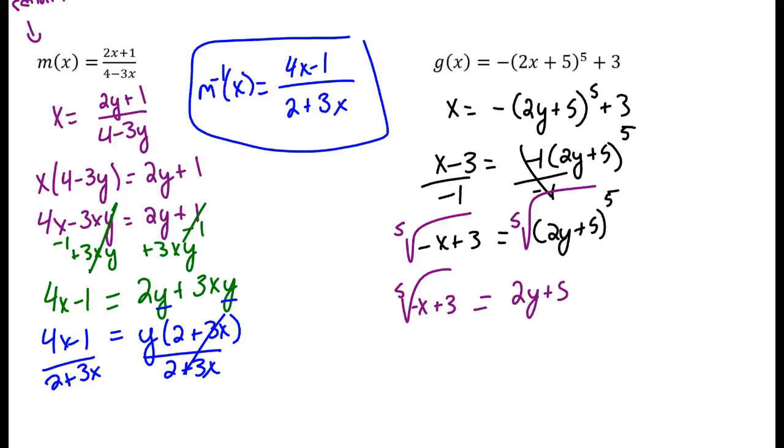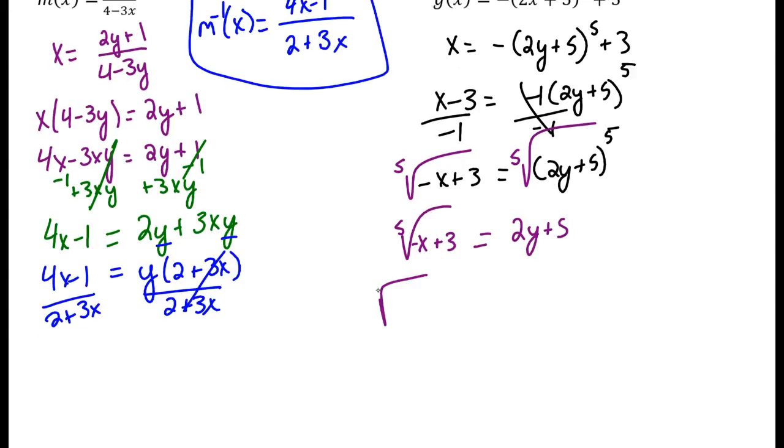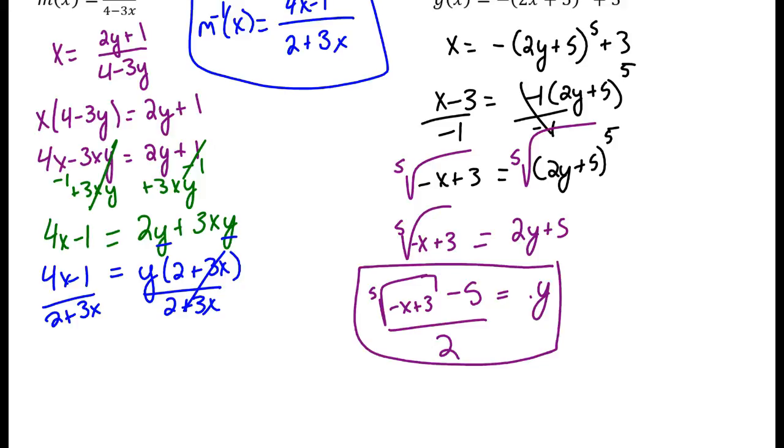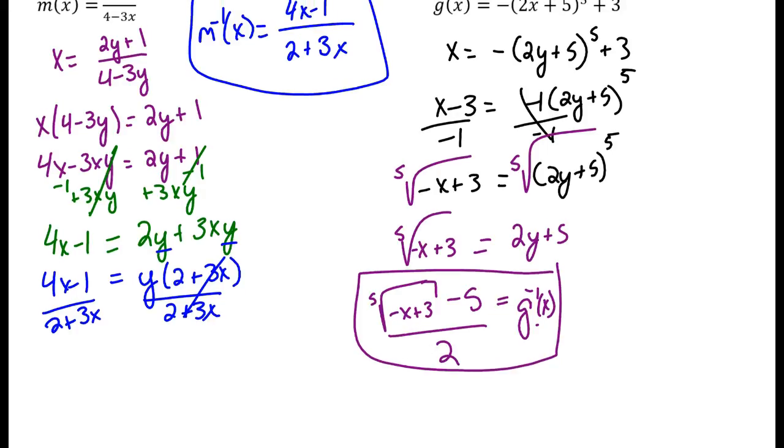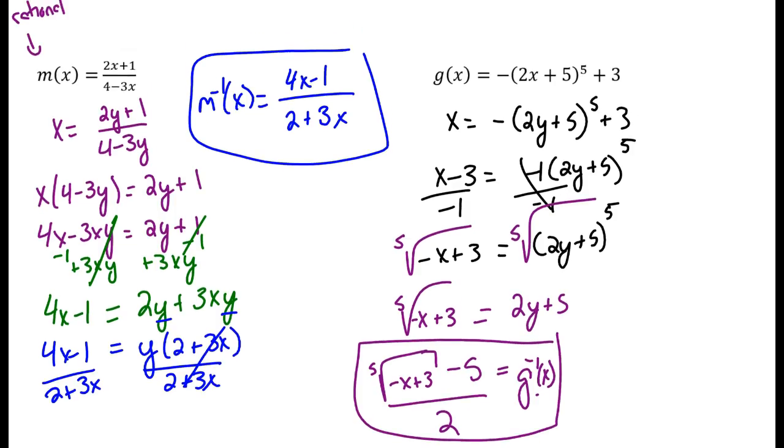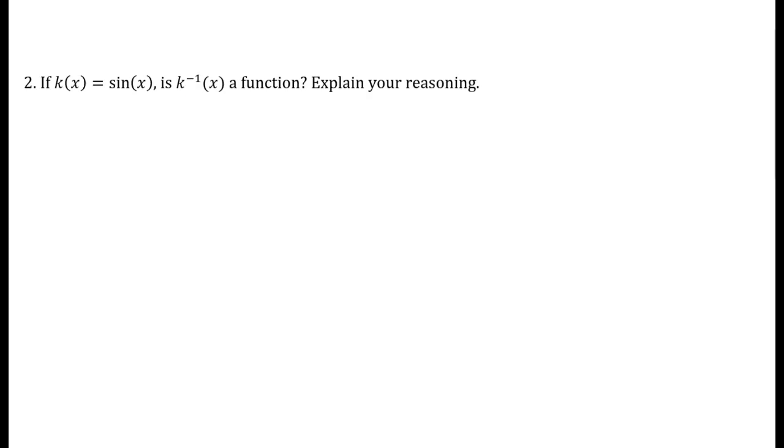I'm going to subtract the 5 over. The fifth root of negative x plus 3 is inside the radical. Minus 5 equals 2y. I don't care about 2y, so I'm going to divide that whole expression by 2 to get y. That's my final answer. That is g inverse of x there. The fifth root of negative x plus 3, minus 5, all over 2 is g inverse. Algebraically, to find the inverse function, to reflect over the line y equals x, we switch x and y.